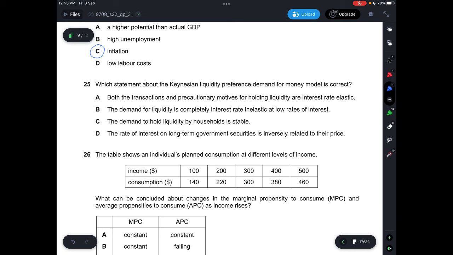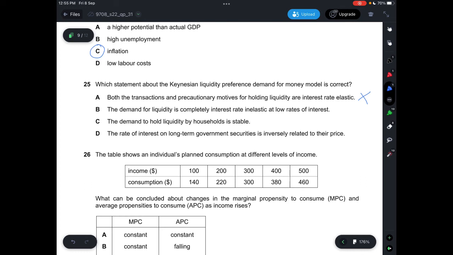And then question 25, which statement about the Keynesian liquidity preference demand for money model is correct? So A, it says both the transaction and precautionary motives are interest rate elastic, which is incorrect. For the precautionary motives, that one should be interest rate inelastic, because you have no choice. You still need to pay for that particular expense, even though the interest rate is high or low.